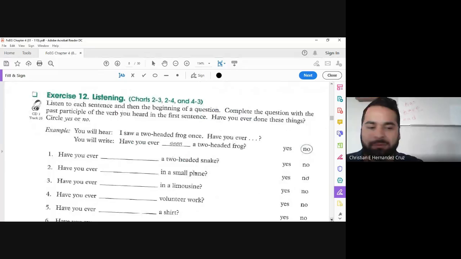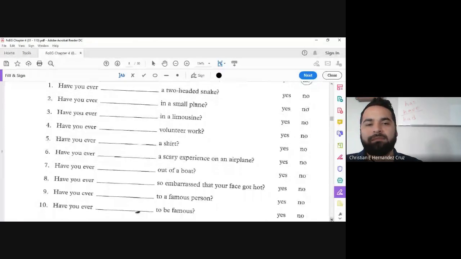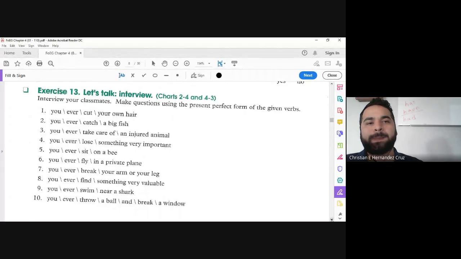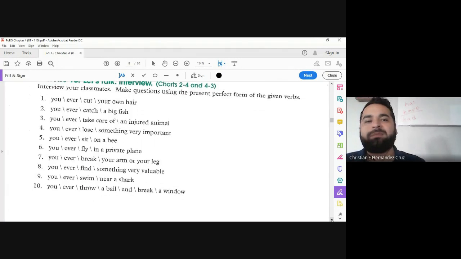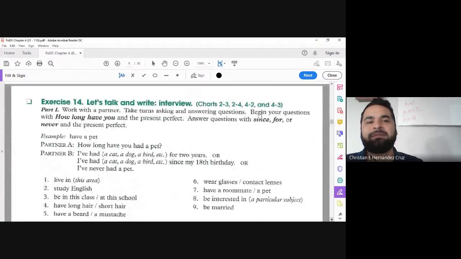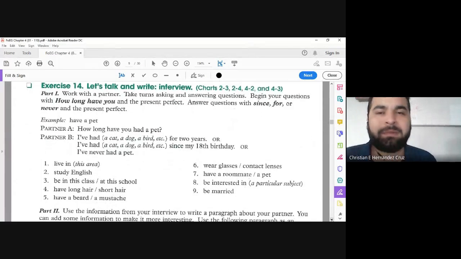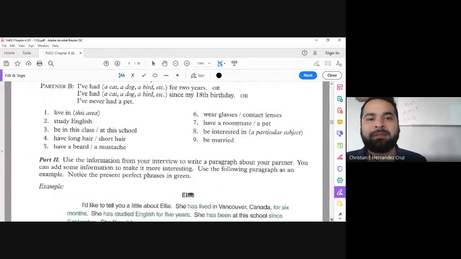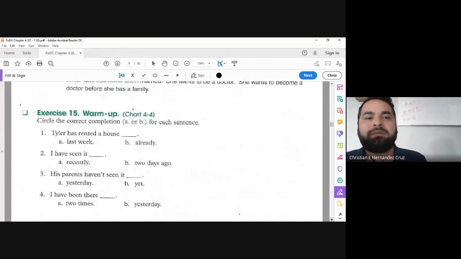We're not going to do number 12. We're going to go to number 13. Actually, I'm going to use 13 and 14 for an assessment, so we're not going to do those right now. I'm going to make a discussion in Canvas for you to complete.